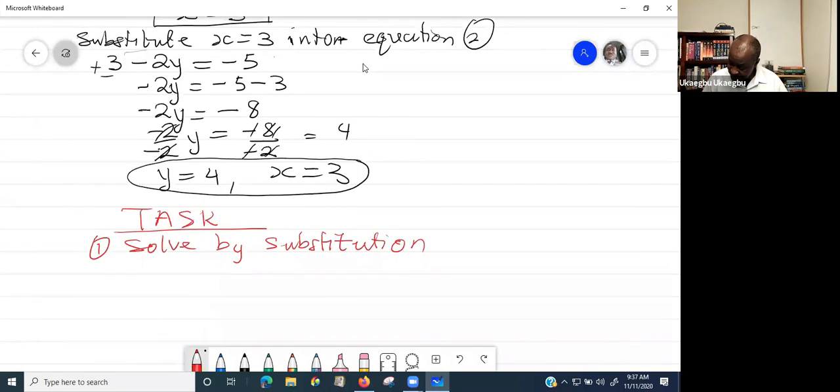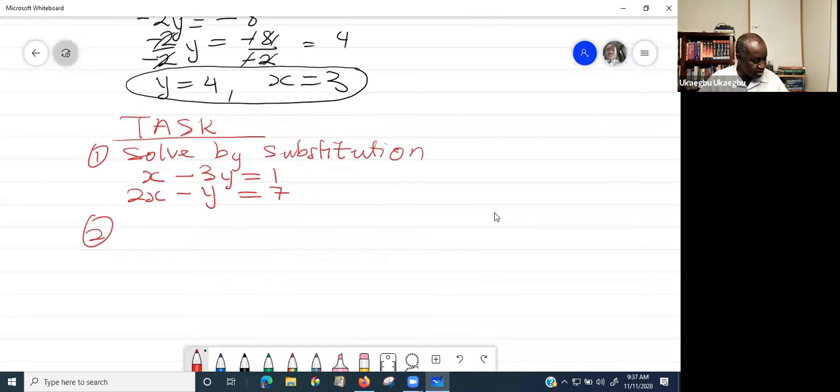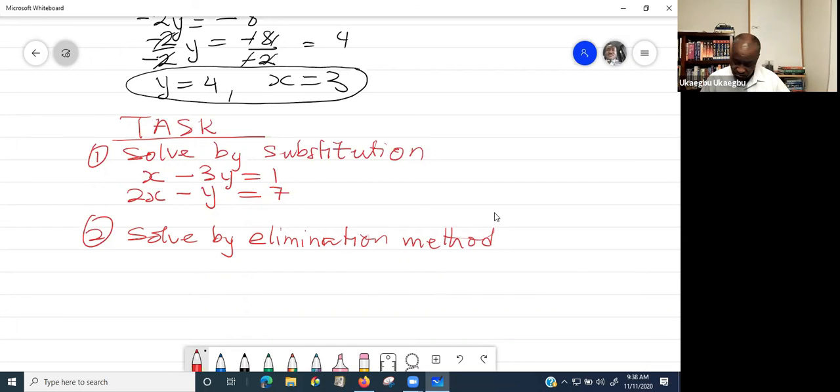The first question is x minus 3y equal to 1, and 2x minus y equal to 7. The second question is solve by elimination method. You have y equal to 2x plus 3 and 2y minus x equal to 12. That's it.